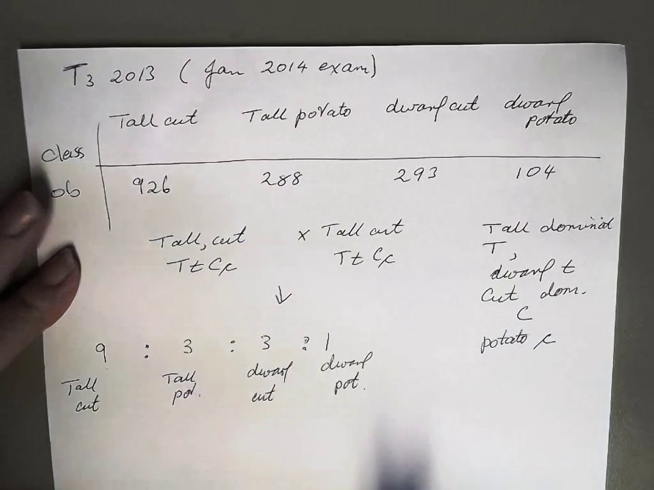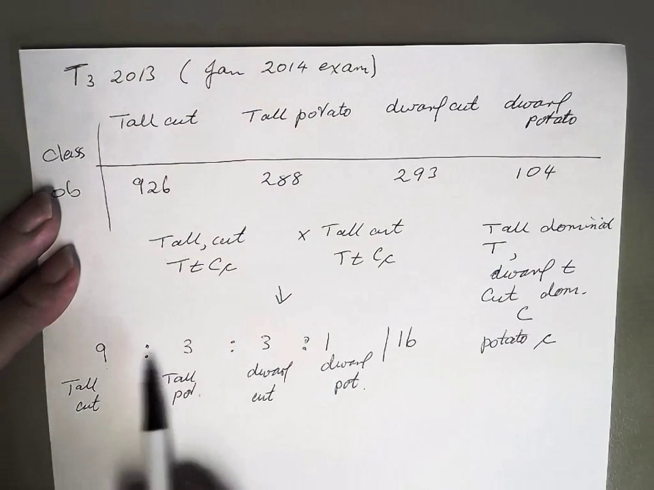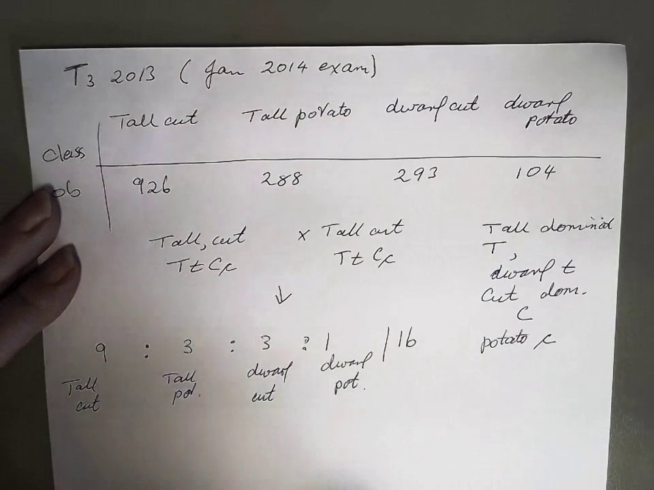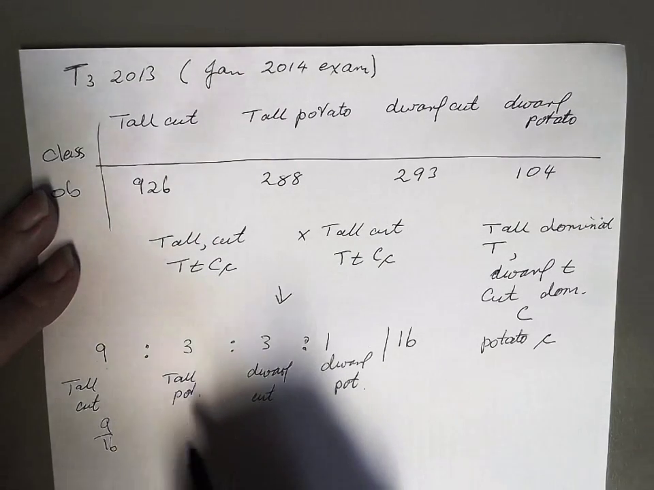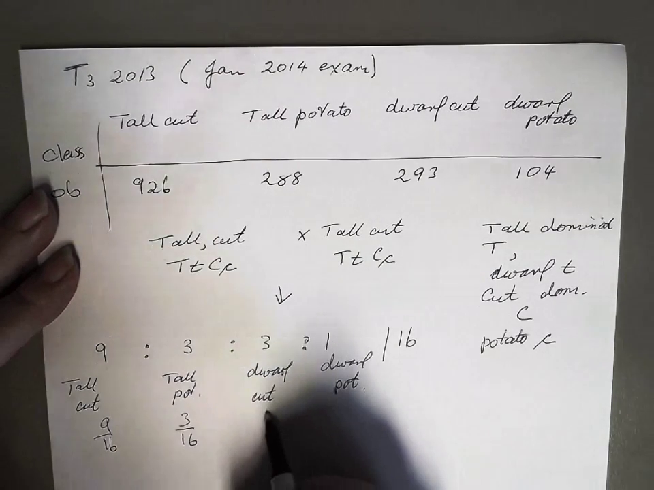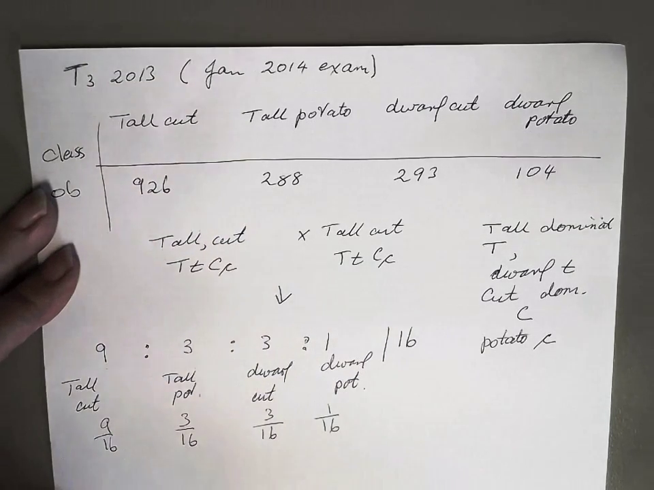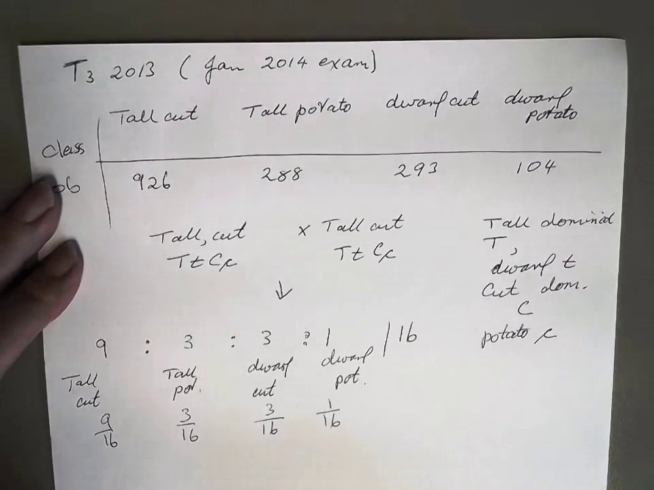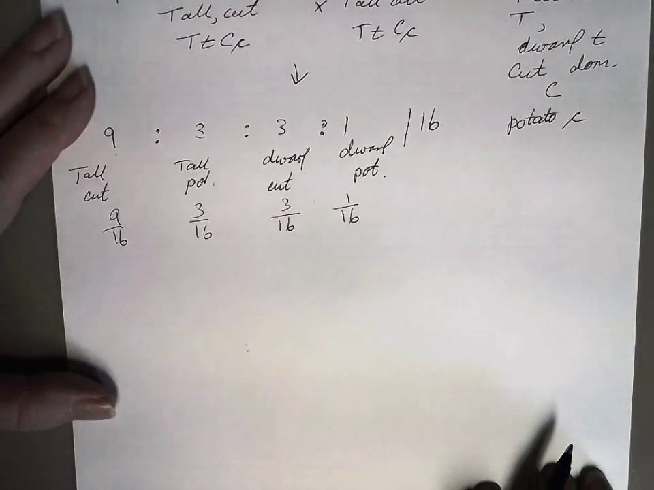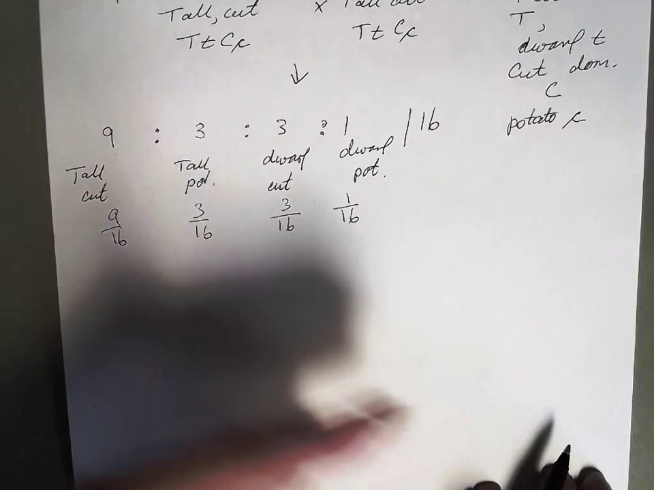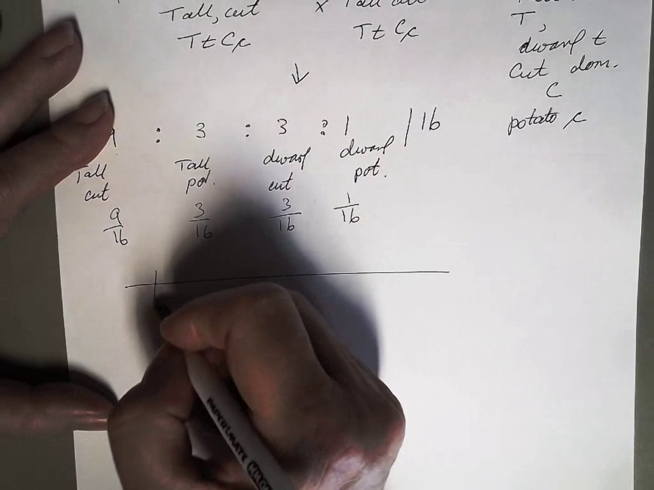So what I can see is that my ratio of 9:3:3:1 adds up to 16 components. So I would expect 9/16 of them to be in that first class, 3/16 in each of the second and third classes, and 1/16 of them in the fourth class. Now I'm going to summarize all of that and carry out a chi-squared test to compare our observations with what we expect. So I'm going to draw up a chi-squared table.